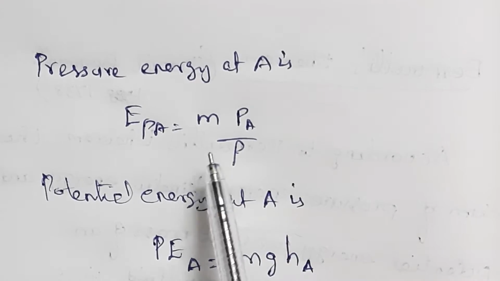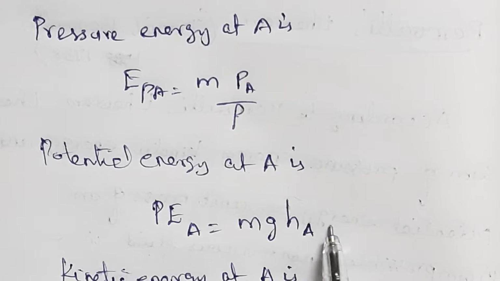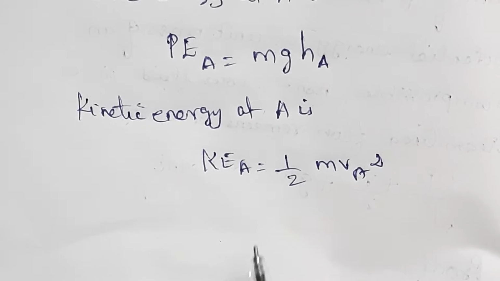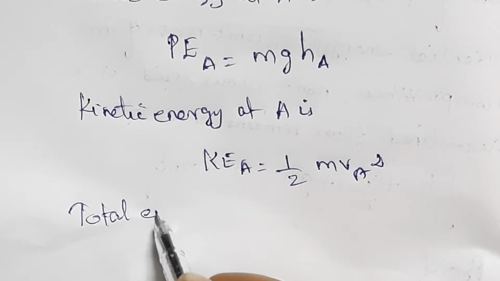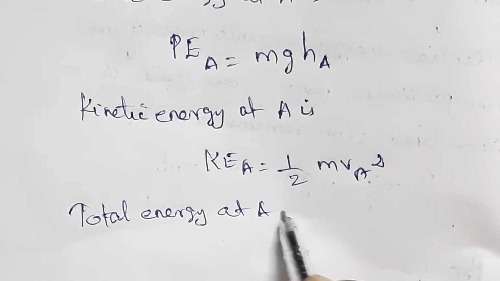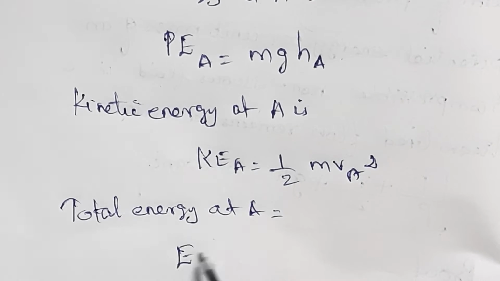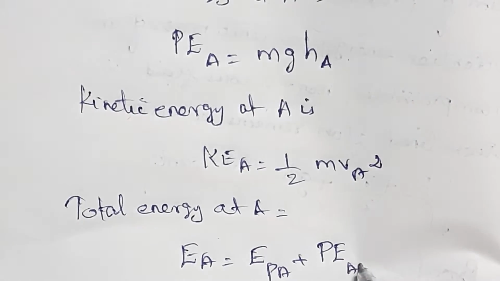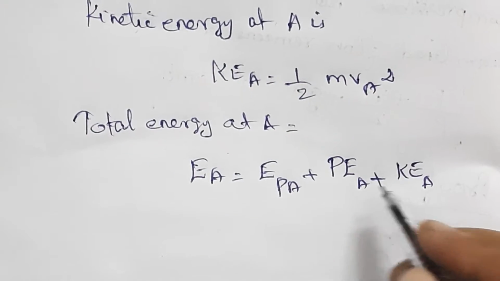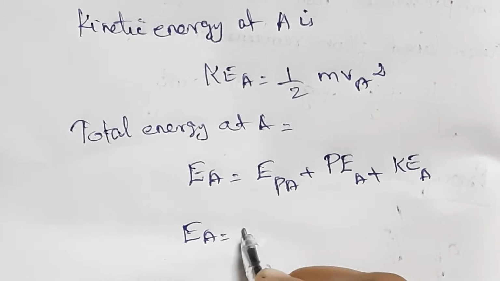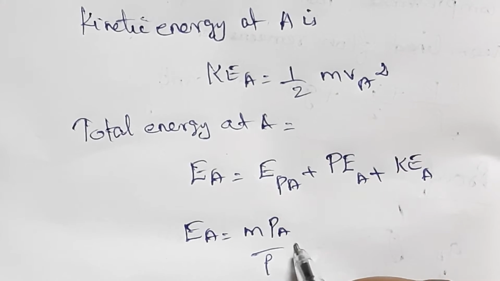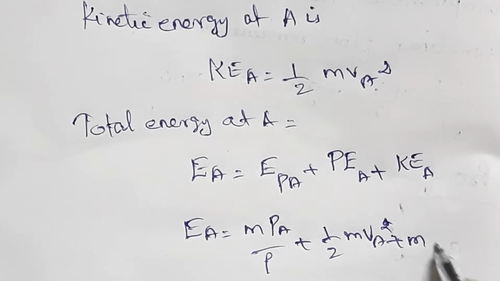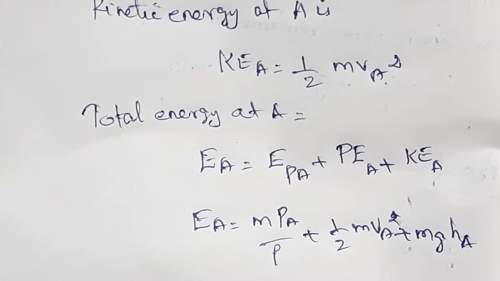So pressure energy at A is EPA equal to MPA by rho. Potential energy at A is PEA equal to MGHA, and kinetic energy at A is KEA equal to half MVA square. So what is the total energy due to the flow of liquid at A? Sum of these three. So the total energy EA is equal to pressure energy plus potential energy plus kinetic energy at A. When we substitute, EA is equal to MPA by rho plus half MVA square, sorry, this is kinetic energy, plus MGHA. So this is the total energy due to the flow of liquid at A.